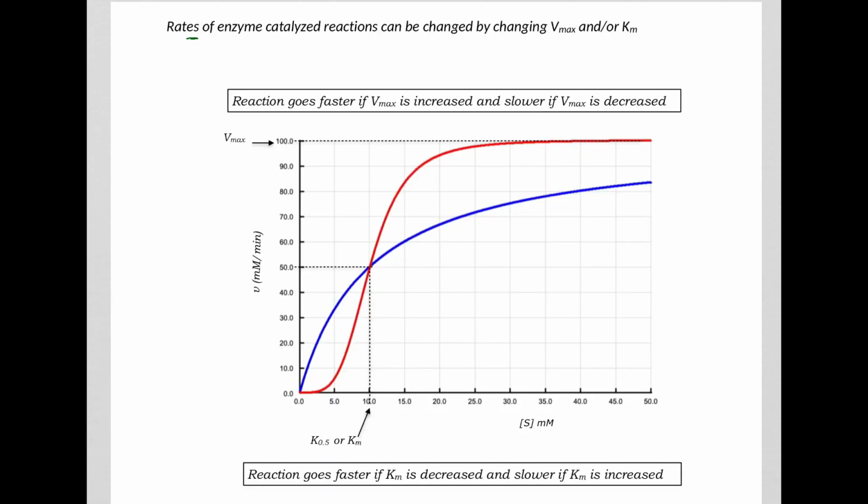The rates of enzyme catalyzed reactions can be changed by changing the Vmax and or the Km. The reaction will go faster if the Vmax is increased, and the reaction will go slower if the Vmax is decreased. Similarly, the reaction will go faster if the Km is decreased, and the reaction will go slower if the Km is increased.